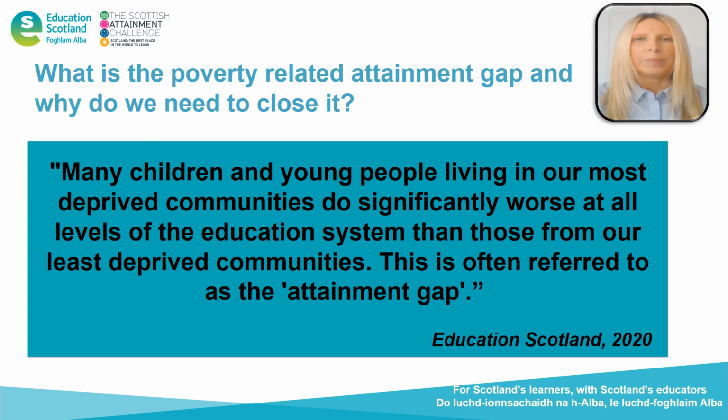It's important to begin by reminding ourselves about what we mean by the poverty-related attainment gap and why we need to play our part in closing it. The quote that you see on the screen gives an explanation as defined by Education Scotland. Attainment is measurable progress made by children and young people in the development of the skills, knowledge and attributes they will need to succeed in life, learning and work. The quote explains that many learners from the most deprived communities are at greater risk of poorer educational outcomes than those from the least deprived areas. This difference is referred to as the attainment gap.